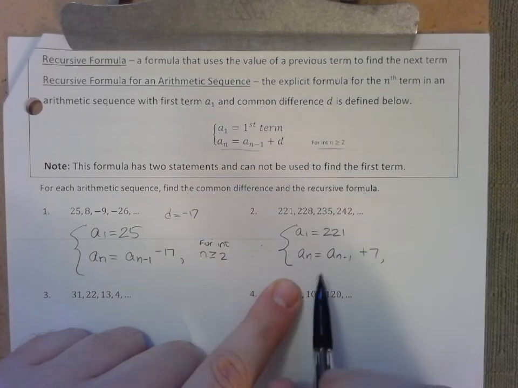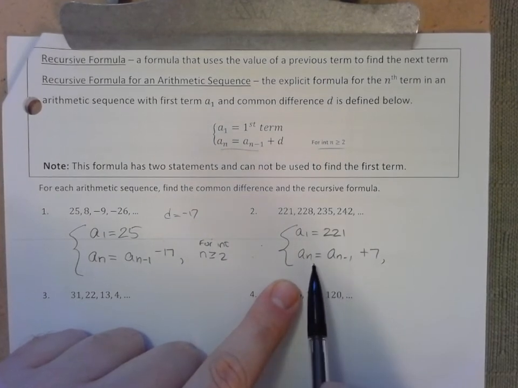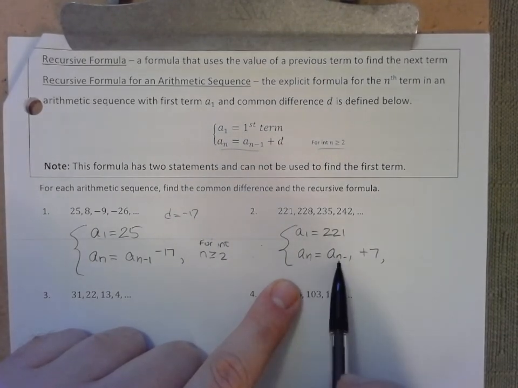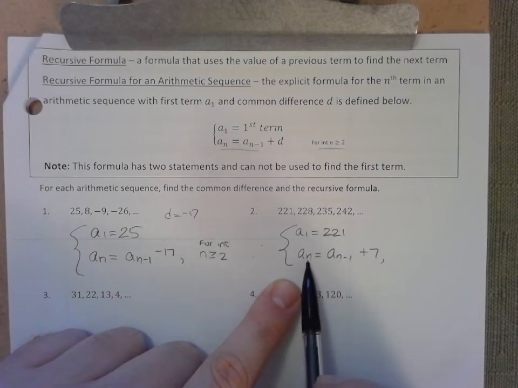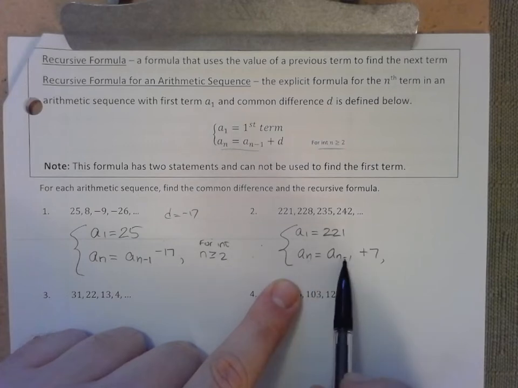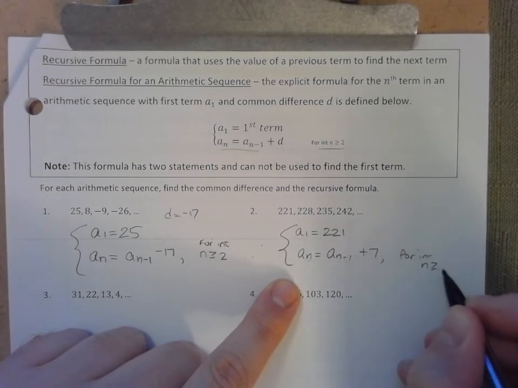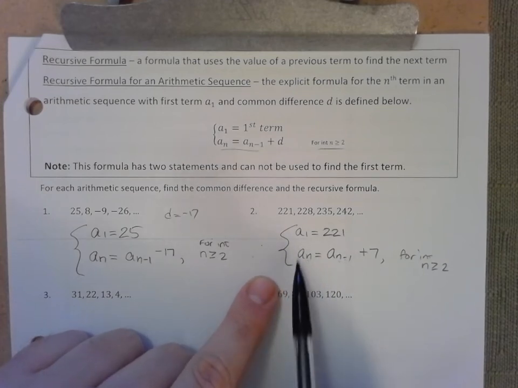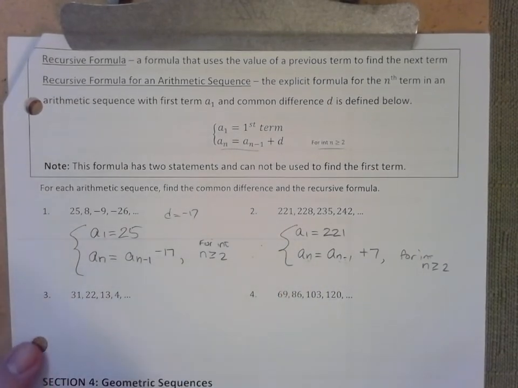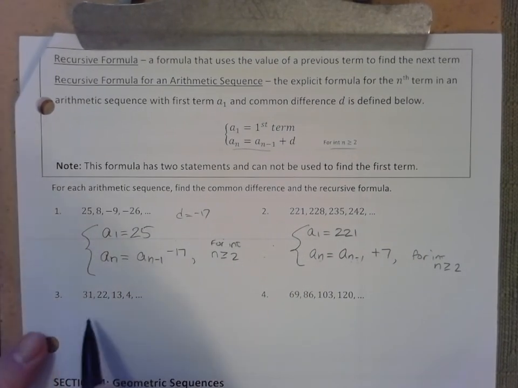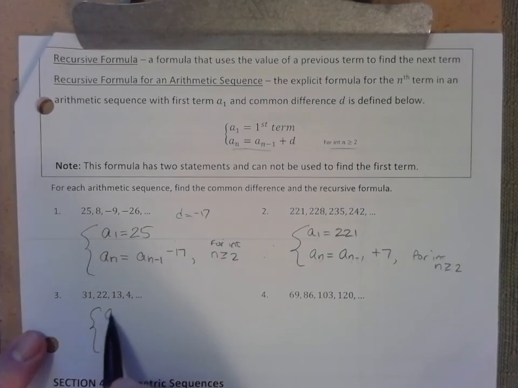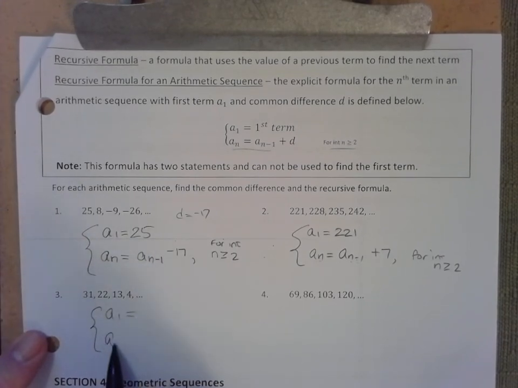Now this formula is recursive. We can use this to find the second term because we have a first term in front of it. We can't use this to find the first term because there's no term previous to the first term. That's why we write the statement for integers n greater than or equal to 2. This formula only works as a pair of statements. Finally, the last two, I can again fill out the same information each time I do this, and this gets me going.